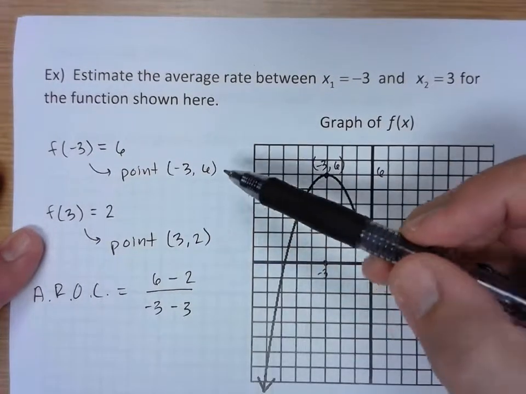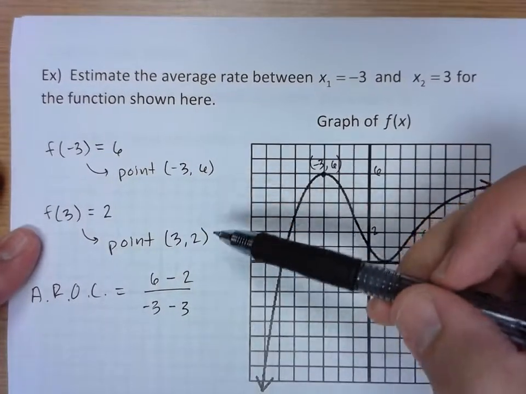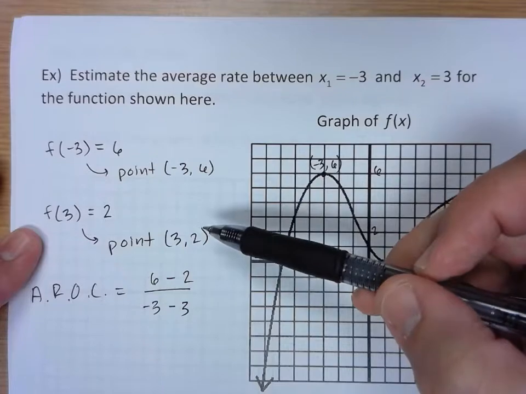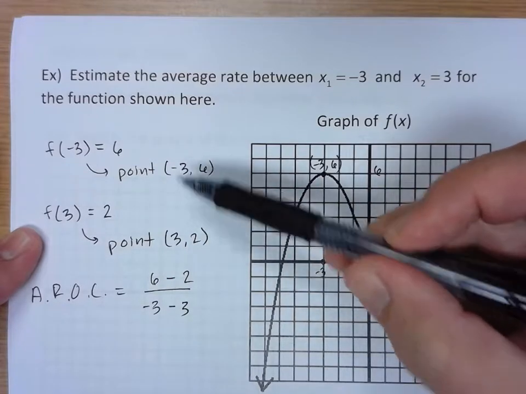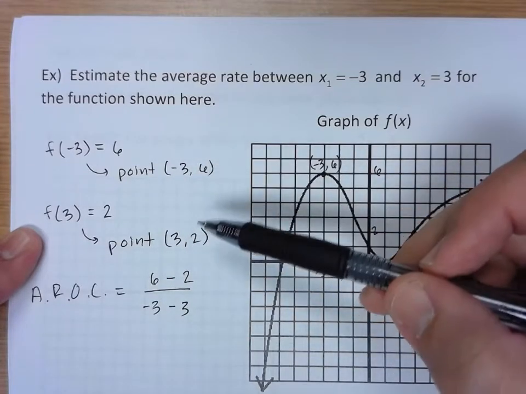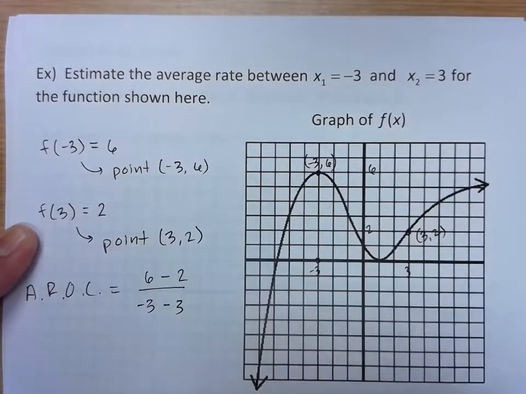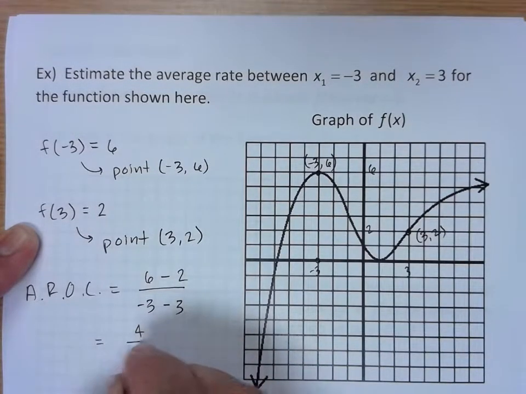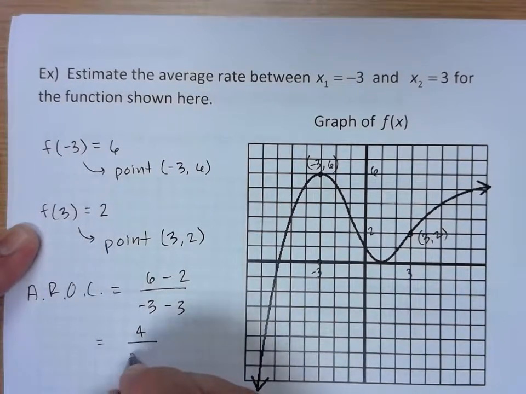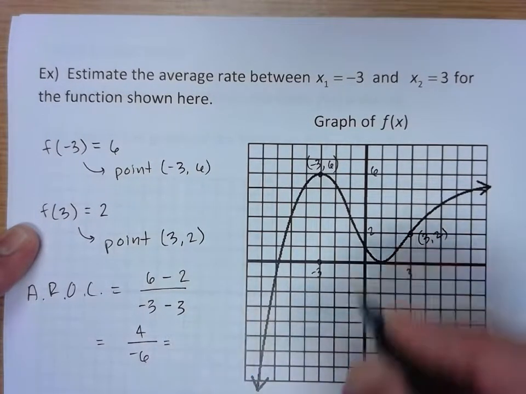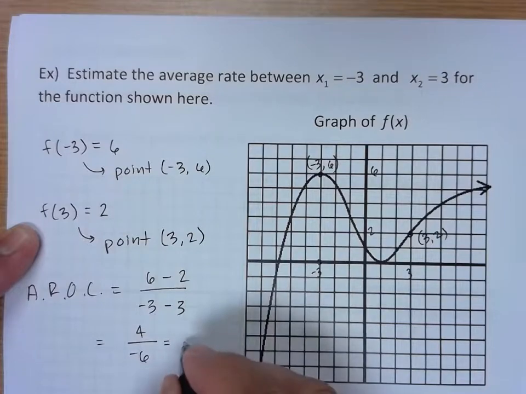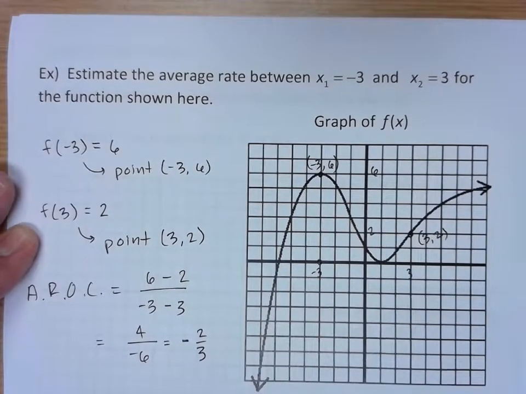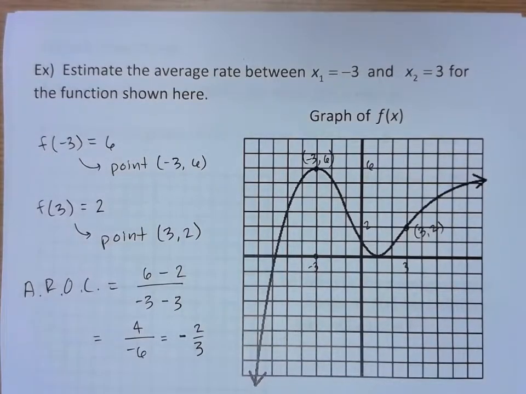Keep in mind, you have to be consistent with your order of subtraction. I did 6 minus 2 up top, so I've got to do -3 minus 3 in the bottom to be consistent and get the correct sign for your slope. So that gives me a +4 rise over a -6 run, even though it sort of looks contradictory here. But that gives me a -2/3 average rate of change between those 2 points. And that seems to sync up with the picture.